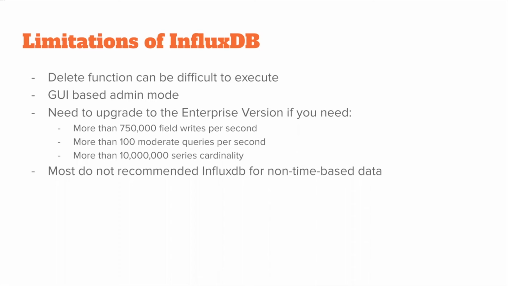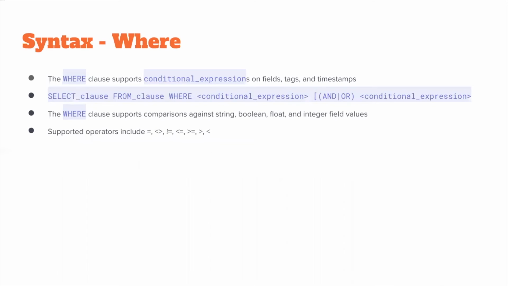If you need more than 750,000 field writes a second, if you need more than 100 moderate queries per second, or if your series cardinality is greater than 10 million, that's just the size of the data that you're trying to work with. And also, most do not recommend InfluxDB for non-time based data. If you're just doing regular queries on some regular data sets, people probably wouldn't recommend Influx as their first choice.